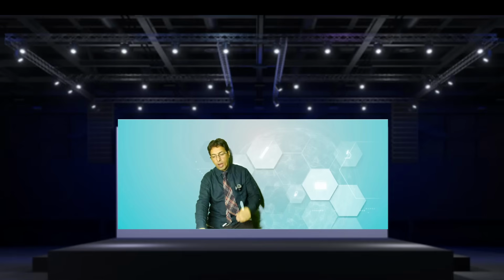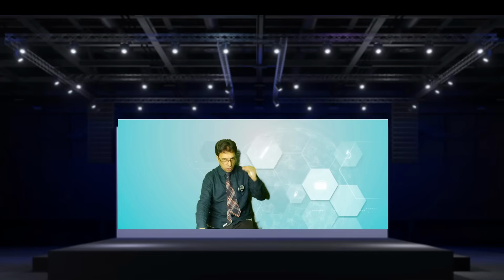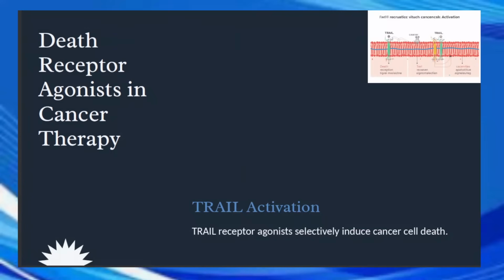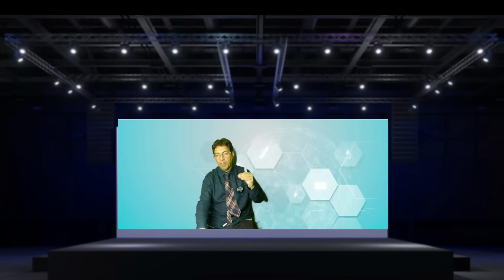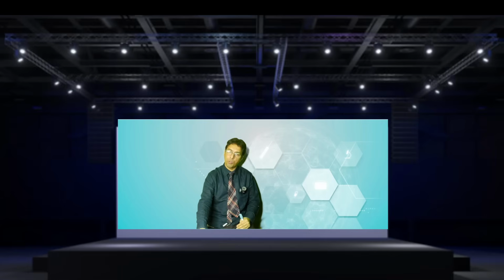Now, TRAIL activation, this is very important. This is something about the surface. These are cell surface proteins. What are TRAIL receptors? These are cell surface proteins. And what is important is that they cause death in cancer cells while at the same time having no effect on the normal cells. So TRAIL is important. TRAIL receptor agonists selectively induce death in cancer cells. So that is the objective.